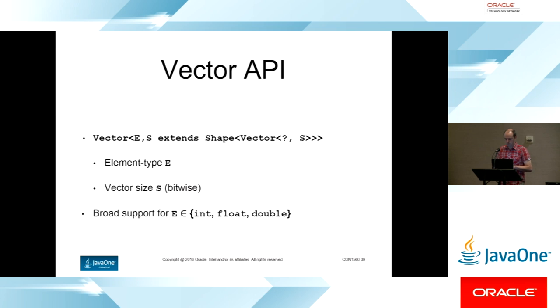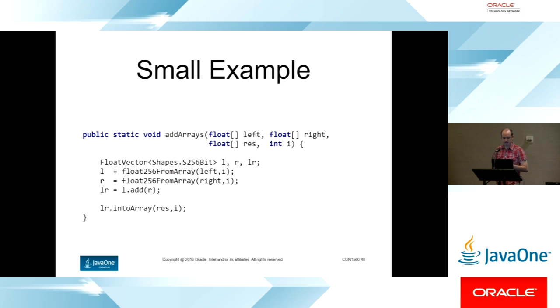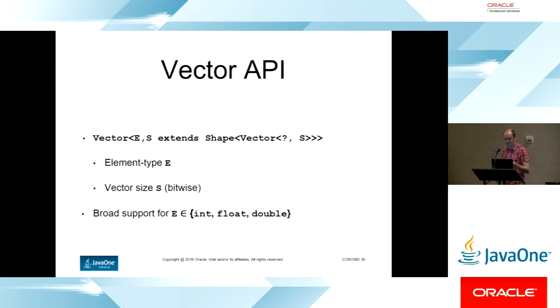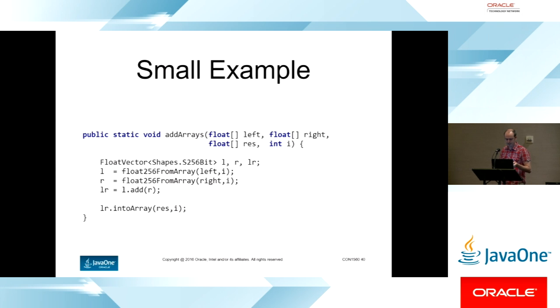So a small example with the vector API. It's similar to what you've seen before, but this is an add arrays with the vector API: left, right, and a result. You have a FloatVector. And this is actually a specialized vector. So before I mentioned we have Vector<E, S>. In this example, it is FloatVector, which you could consider akin to an IntStream or a DoubleStream. We've gone both ways with this.